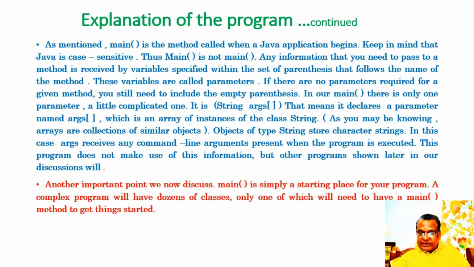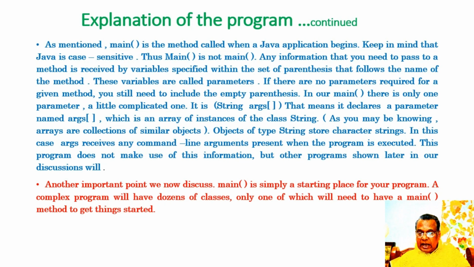In our main function, there is only one parameter, a little complicated one. It is in brackets: String args, then a pair of square brackets. That means it declares a parameter named args with a pair of square brackets, which is an array of instances of class String.